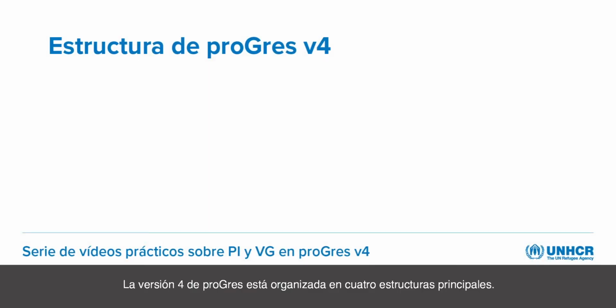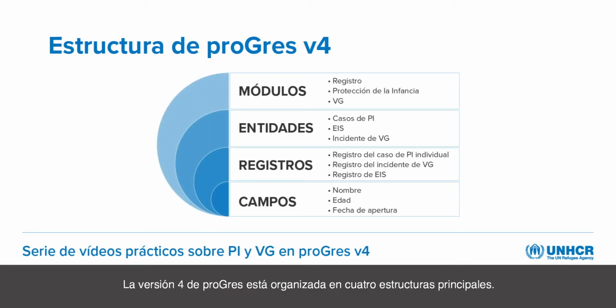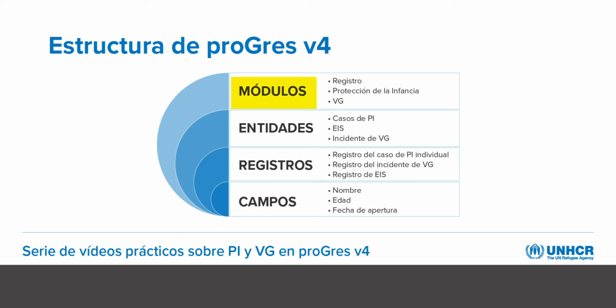Progress version 4 is organized into 4 main structures. The largest of these structures is called a module. What this means is that basically each of our work sectors has its own module. So Progress V4 is divided into a registration module, a child protection module, an SGBV module. All of the different work sectors have their own module in V4.